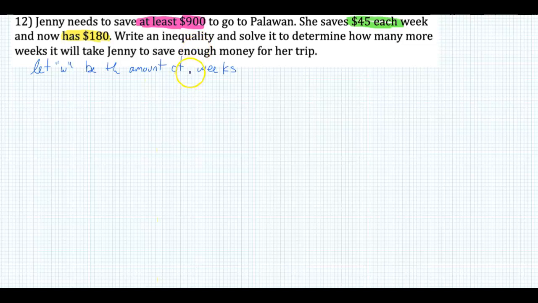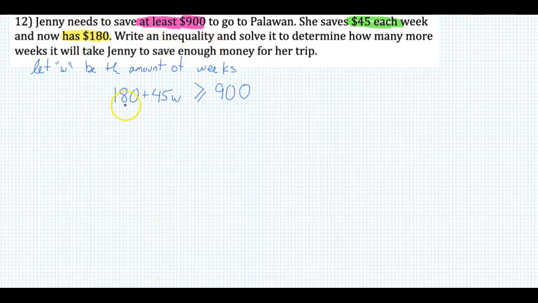each week, right? Can we make an inequality? We know that we want to have more than or equal to 900. That's our goal here, to get to Palawan. What do we have? The amount of money she has is 180, right? Plus, she's going to make $45 each week. So 45, and I'm going to multiply by W.